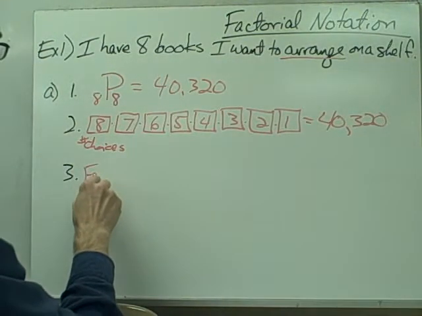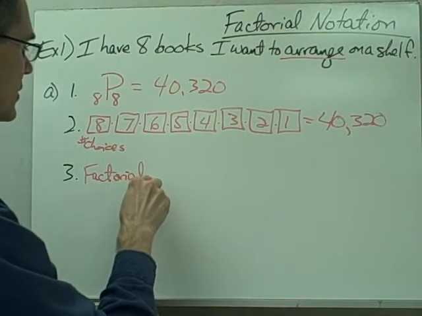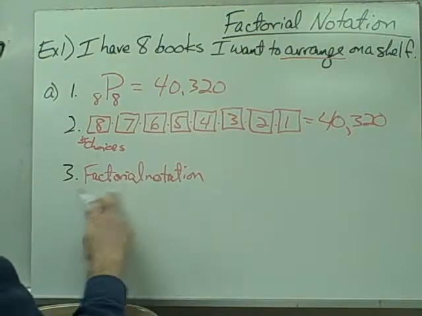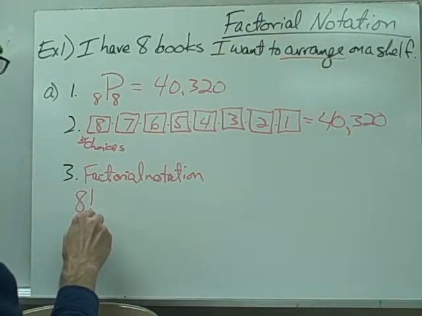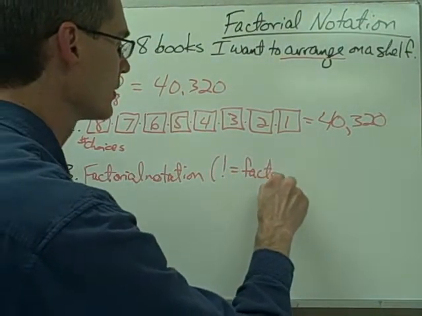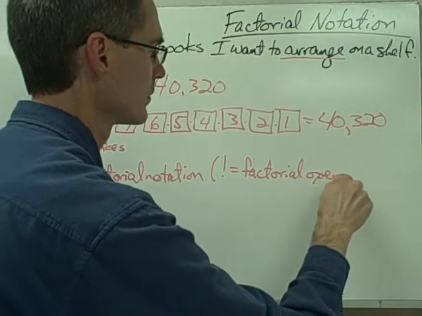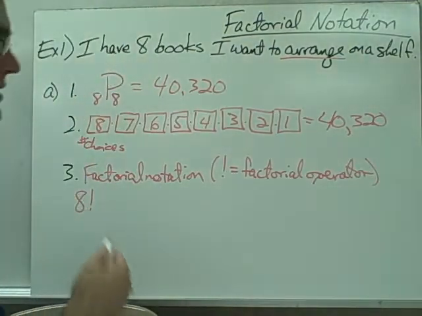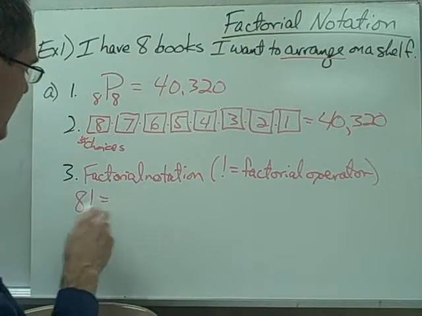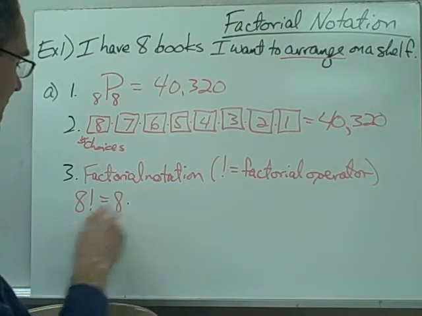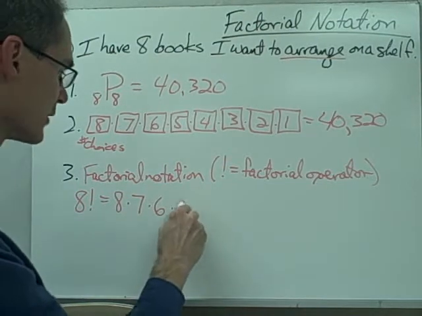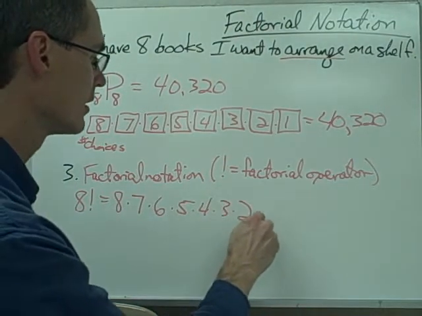Well, there's another way that I can figure out how many ways there are to arrange these 8 books, and that's using something called factorial notation. In this particular example, I would write 8 with an exclamation point. This exclamation point is just called the factorial operator. And anytime you see this factorial operator after a number, that tells you that you take your number and then multiply it times the next number down, which in this case is 7, and then times 1 less than that, and then times 1 less than that, and so on all the way down until you get to 1.